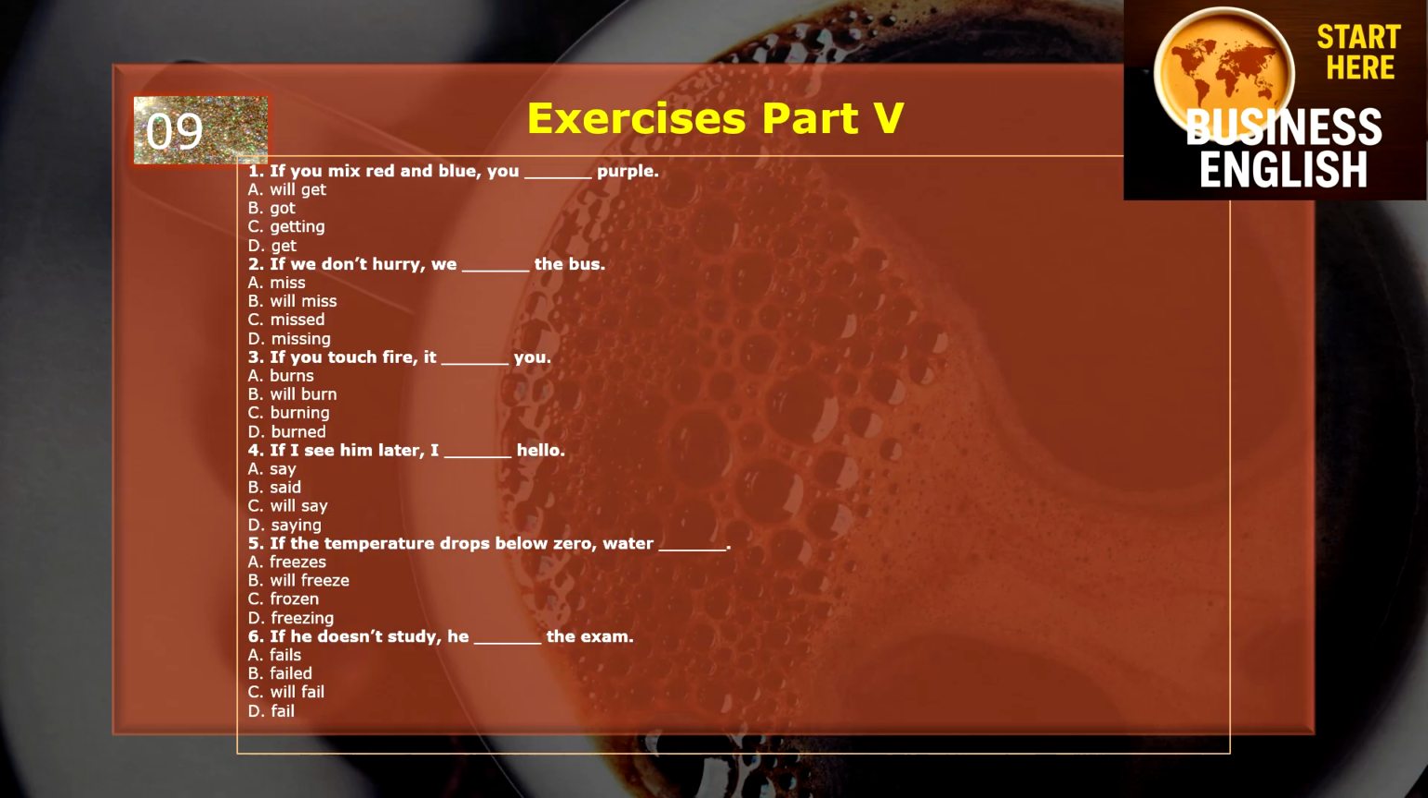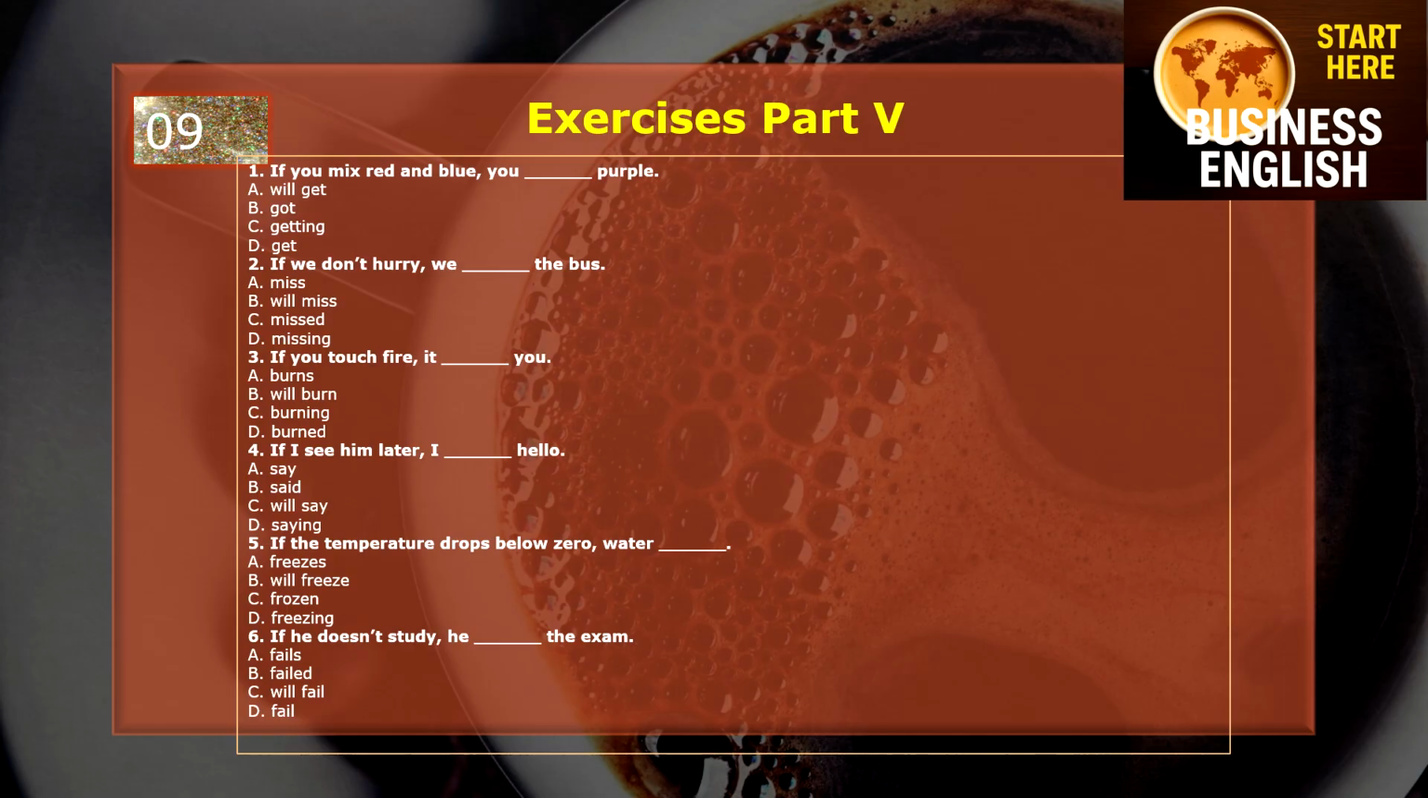3. If you touch fire, it A. burns, B. will burn, C. burning, or D. burned you. 4. If I see him later, I A. say, B. said, C. will say, or D. saying hello. 5. If the temperature drops below zero, water A. freezes, B. will freeze, C. frozen, or D. freezing.